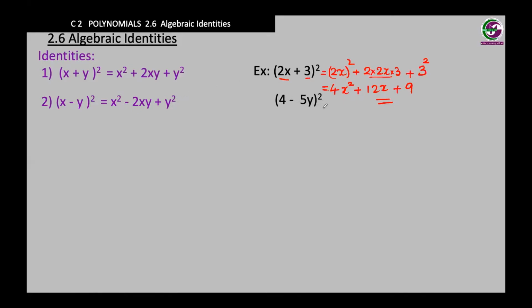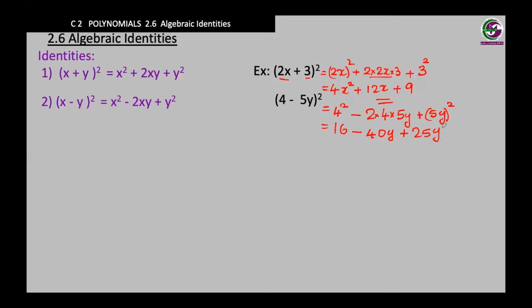(4 minus 5y) square. So here we have to put the second term in a bracket. So first term is 4 square. The last term also is plus, so plus (5y) square. It should be in a bracket because we have a number and a letter. And in the middle you have negative, don't forget. And the middle term is 2 times first term multiplied by the second term. So 4 power 2 is 16 minus 2 times 4 is 8 times 5 is 40y plus, don't forget, 5 should be squared, y should be squared.